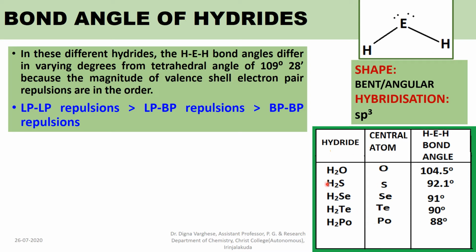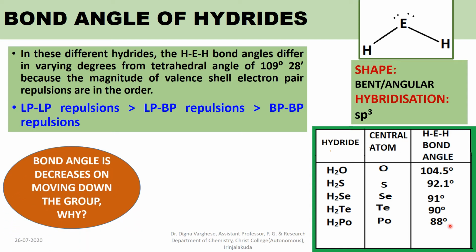We know the hydrides, different hydrides are shown in this table, that is water, hydrogen sulfide, hydrogen selenide, hydrogen telluride, hydrogen polonide, and the central atom corresponding to water is oxygen, for hydrogen sulfide sulfur, for hydrogen selenide selenium, for hydrogen telluride tellurium, and for hydrogen polonide polonium. The bond angle corresponding to water is 104.5 degree, for hydrogen sulfide 92.1 degree, for hydrogen selenide 91 degree, for hydrogen telluride 90 degree, and for hydrogen polonide 88 degree.